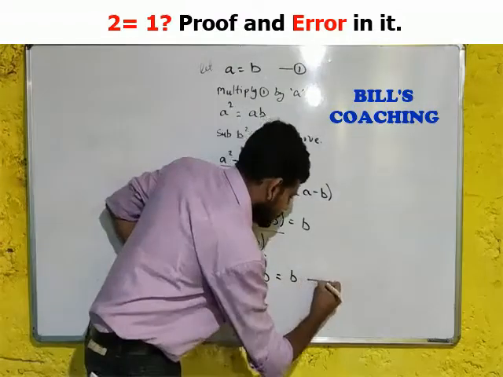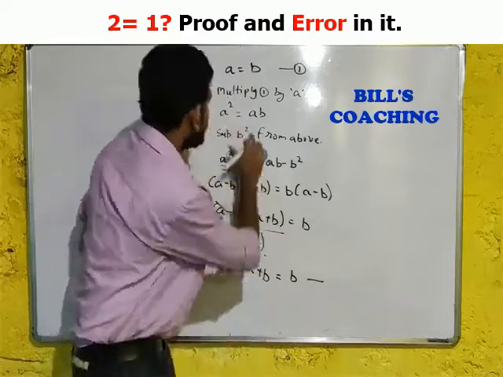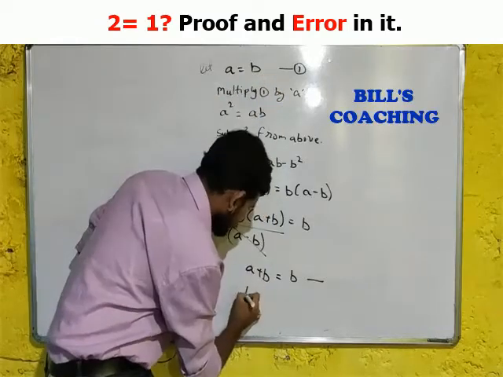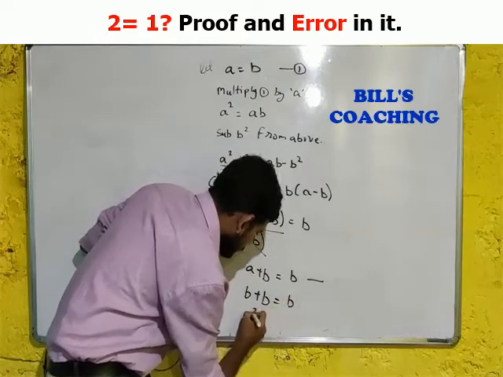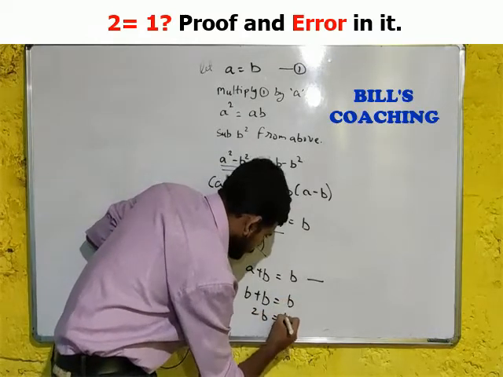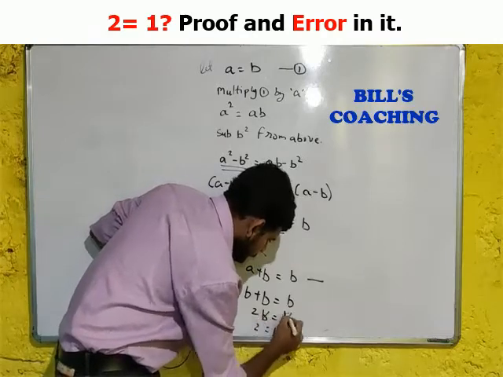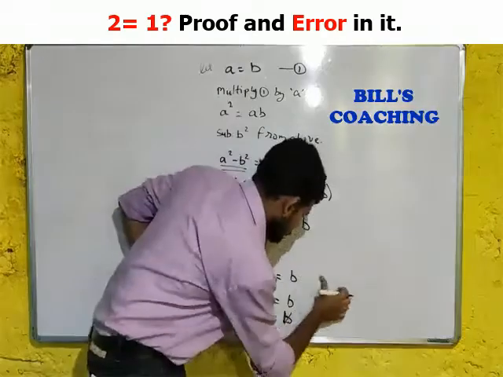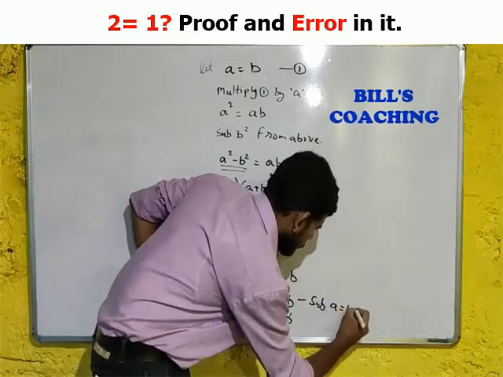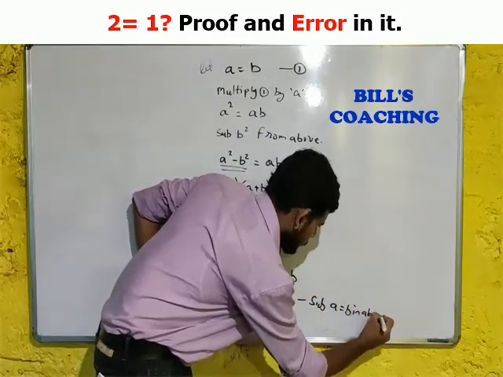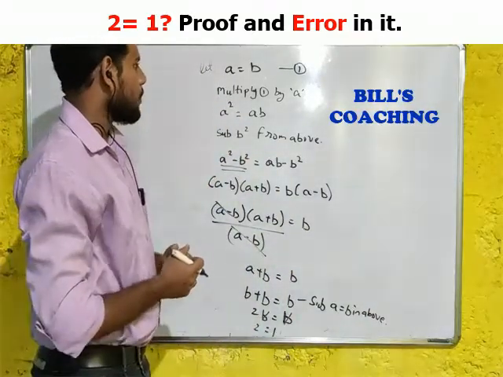Now in this equation what I'll do, A is equal to B. In place of A I'll write B. This is B, so I'll get 2B is equal to B. You just cancel out this B and what remains is 2 is equal to 1. I'll substitute A is equal to B. Okay, so here we got a result, 2 is equal to 1.